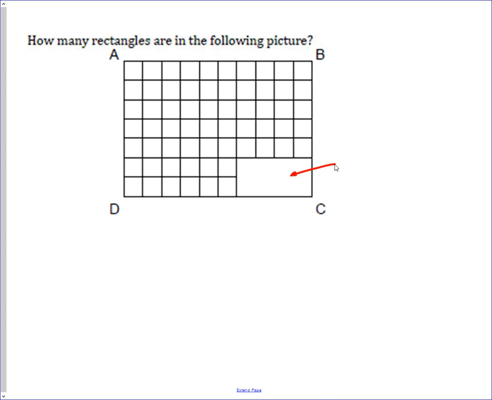But the one that I think is the most creative and easiest is to first think of all the ways that we can create rectangles that don't include that spot. And so that means finding all the rectangles in this part.